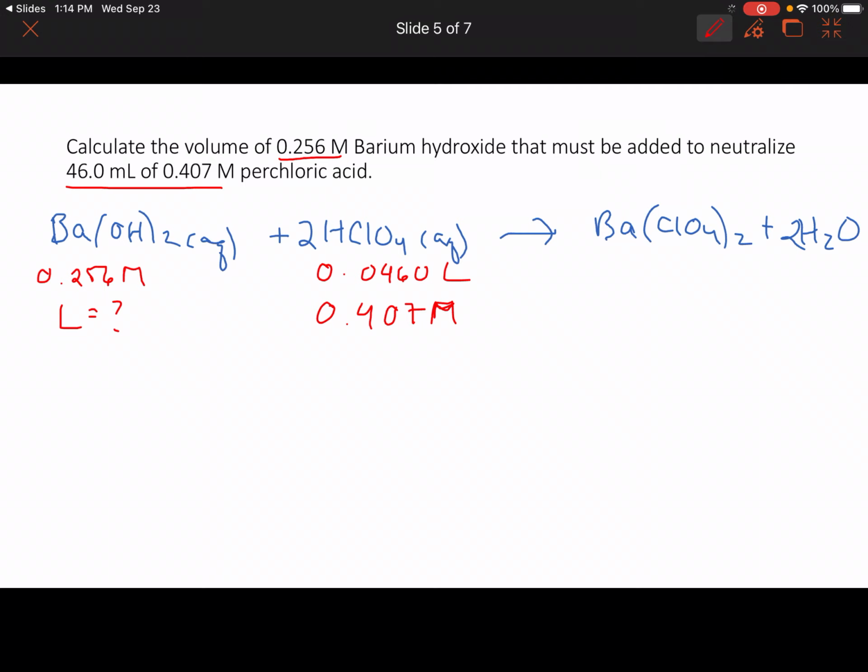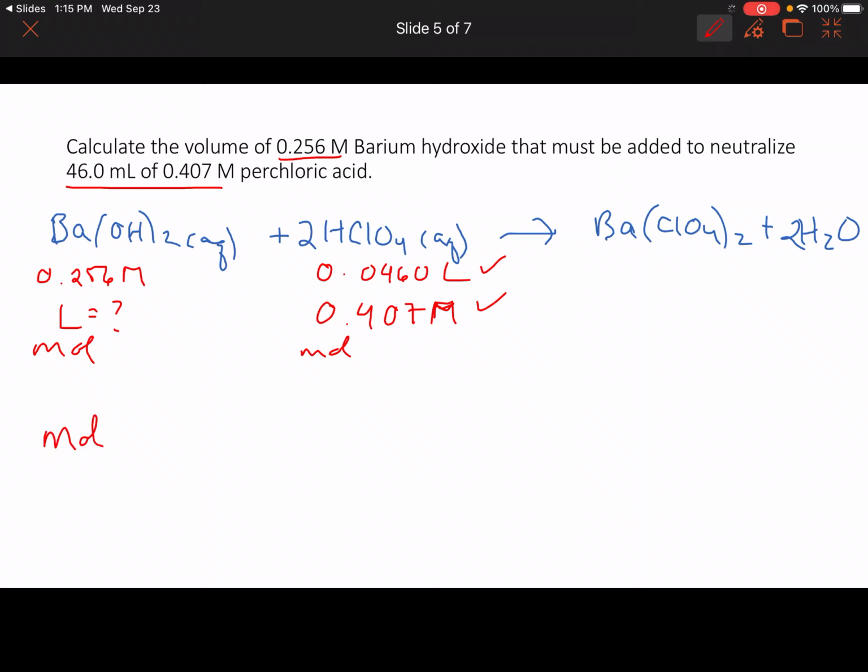So looking at this, again, the question is asking me about the volume of the barium hydroxide. I've got molarity, but I'm going to need moles to solve for this. Now, if I look at the perchloric acid, I've got a volume and I've got a molarity, so can I find moles by those 2 pieces of information? Yes, I can. So I'm going to go ahead and do that.